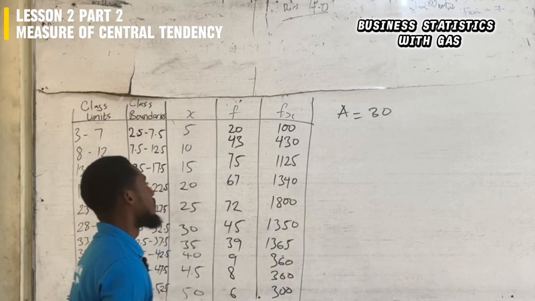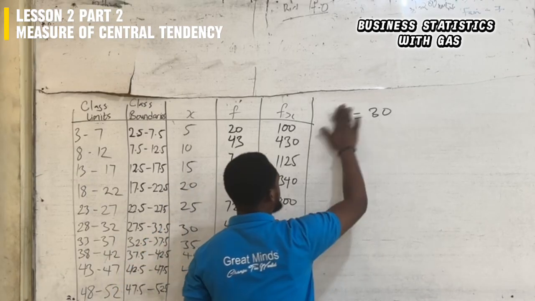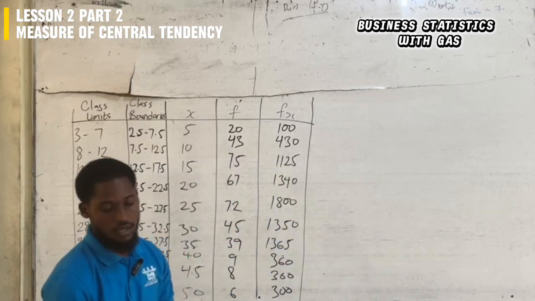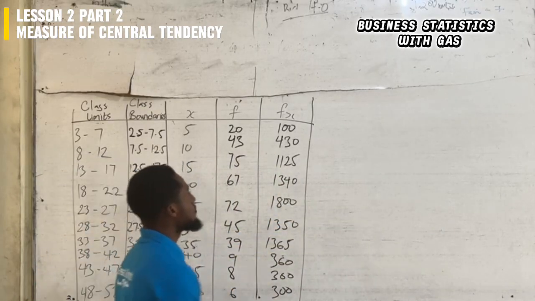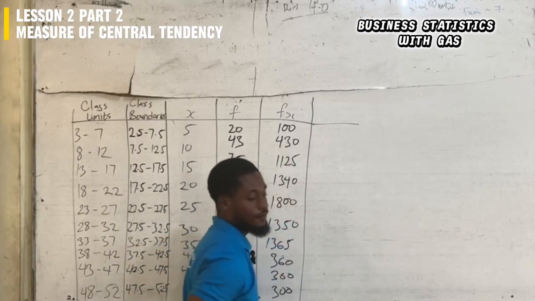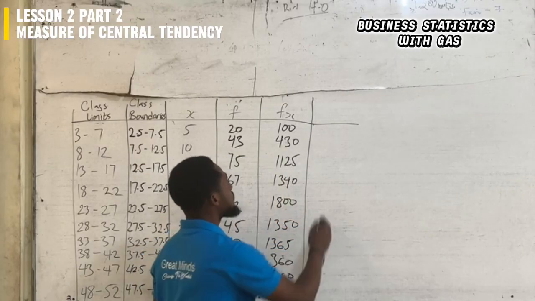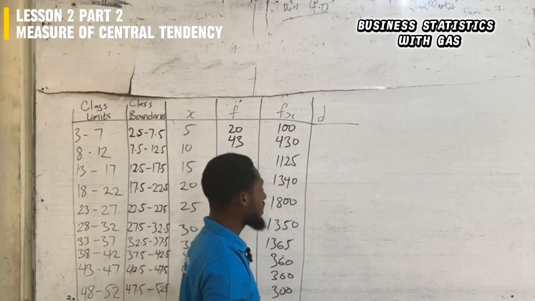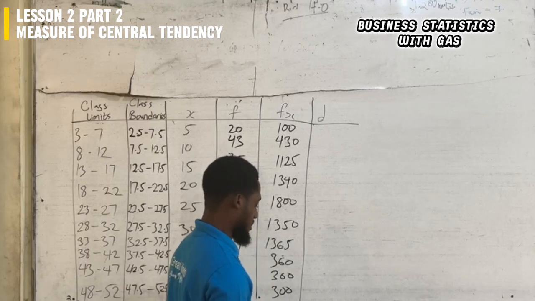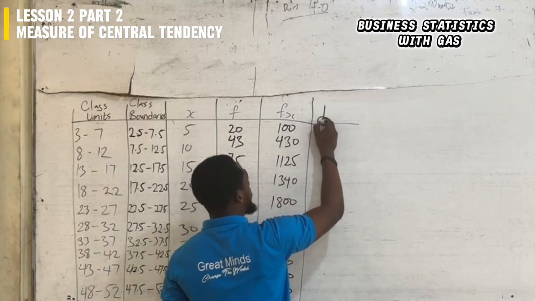So now, with assumed mean, this table is going to continue. With assumed mean, you would have to find your D. And now, how then do you find this D?